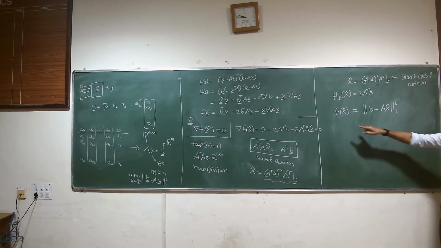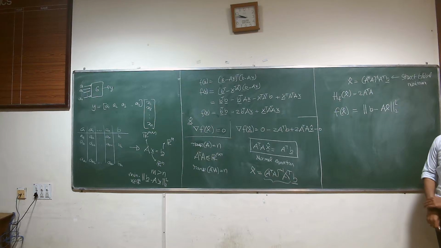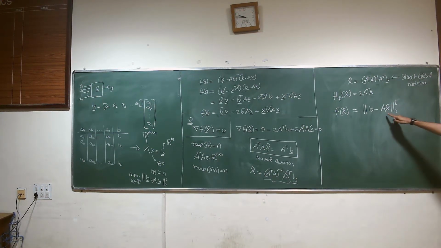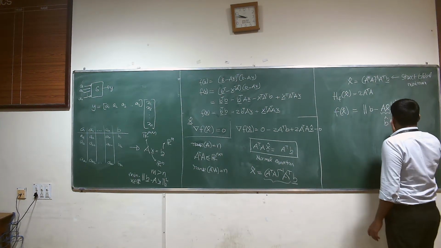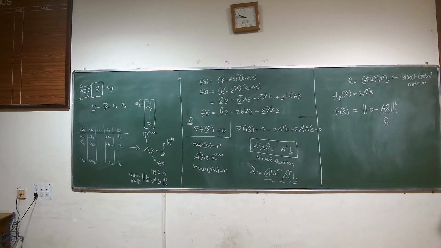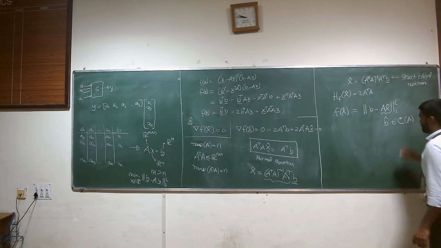That's the smallest possible value for f of x. You cannot lower it below this, for this particular model. Let's call this b cap. Even though b does not belong to the column space of A, b cap does, because b cap is simply A times x cap, some vector x cap. That means you're taking a linear combination of columns of A. So b cap actually belongs to the column space of A.